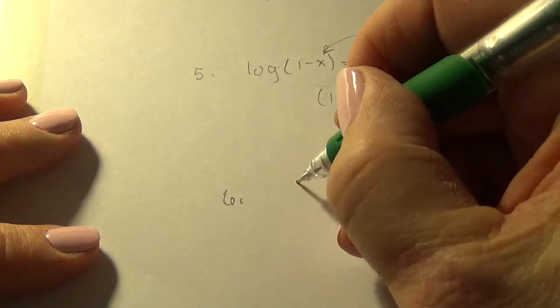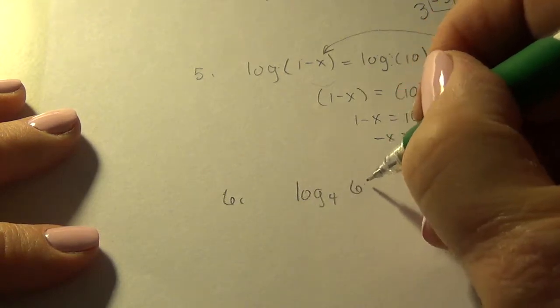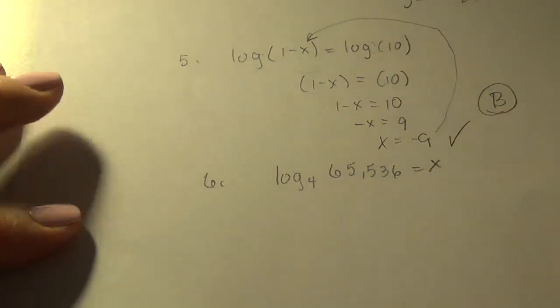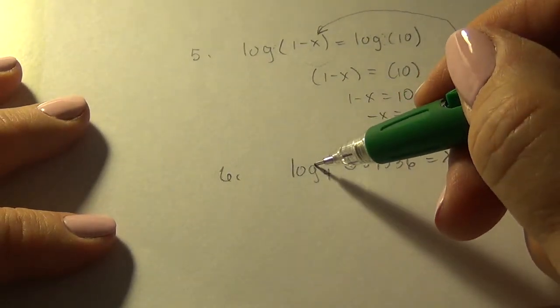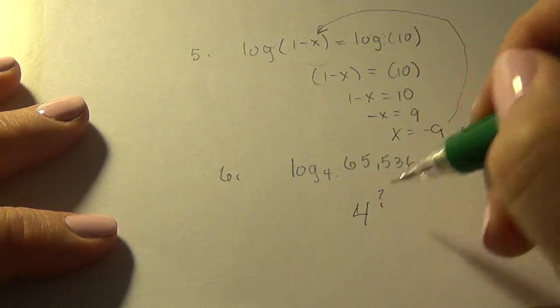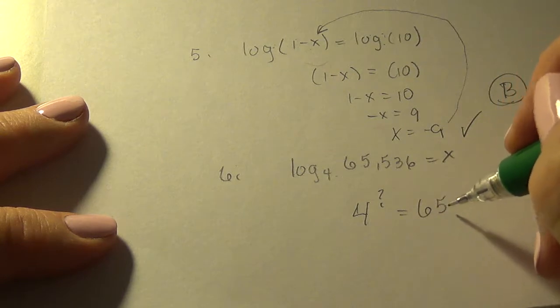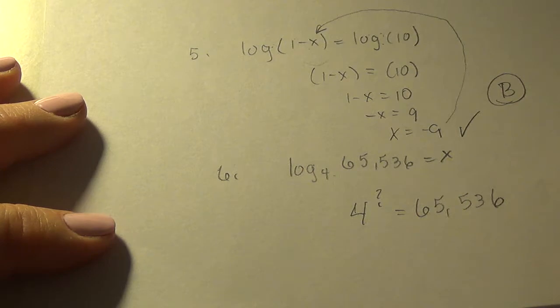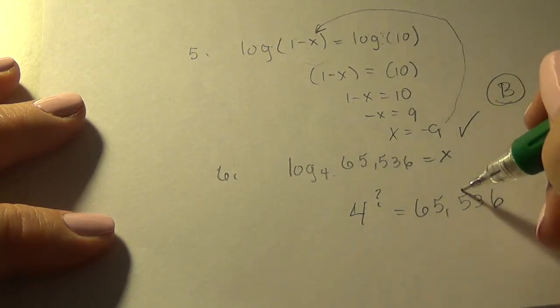Number 6, log to the base 4 of 65,536 equals x. So a log is an exponent. What exponent do I give 4 to get, so 4 raised to the what will give me 65,536? What exponent do I give 4 to get 65,536? I'm wondering what the answer is to that.